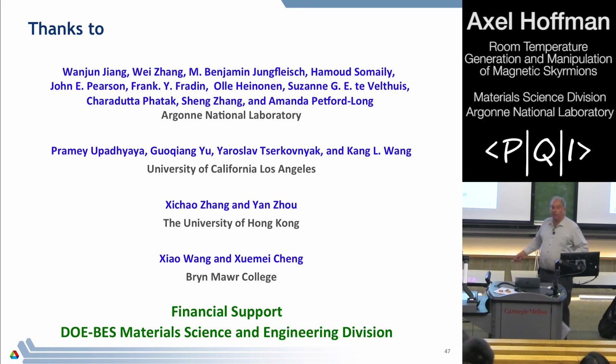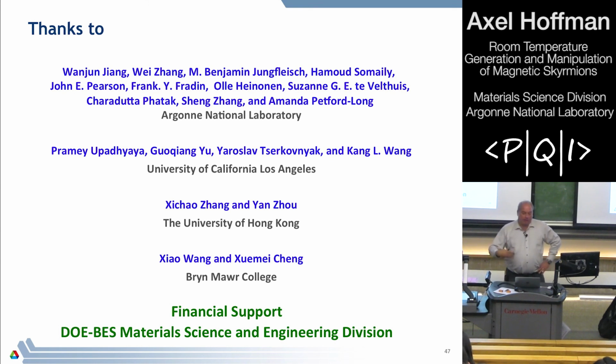Here's a complete list of the people involved. As I said, Wanjun was the main driving force, but there were other postdocs like Wei Zhang and Benjamin Jungfleisch that were involved in this work. Hamid Somali was a visiting student. John Pearson, Frank Fradin, Olle Heinonen, and Suzanne Te Velthuis are other senior people that were involved at Argonne. The Lorentz TEM work was done by Amanda Petford-Long's group, with especially Sheng Zhang doing most of the work. The single layer samples that I showed were grown by Guoqiang Yu in Kang Wang's group at UCLA.